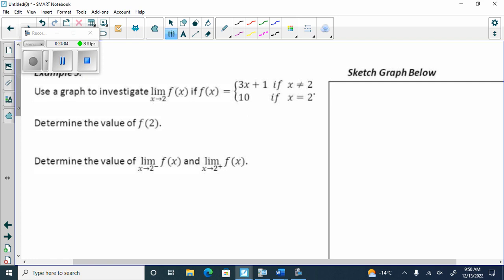This one here wants us to use the graph to investigate it. So it's saying, okay, we have a graph, it's f of x. f of x actually has two pieces to it. Here's two pieces to the puzzle. This will explain how they're getting that other graph that you were wondering about. Okay, so we're going to draw ourselves a straight line.